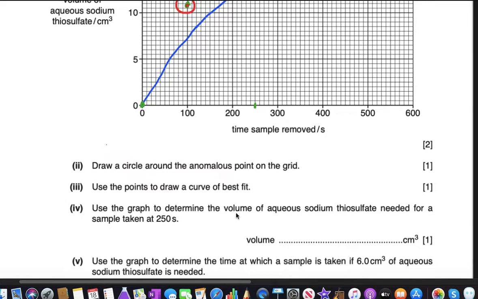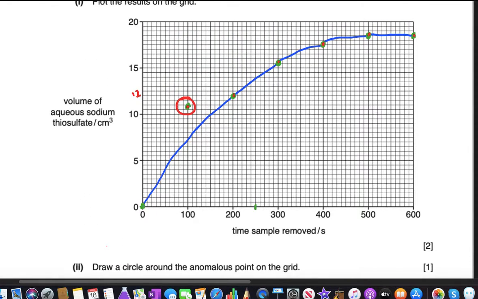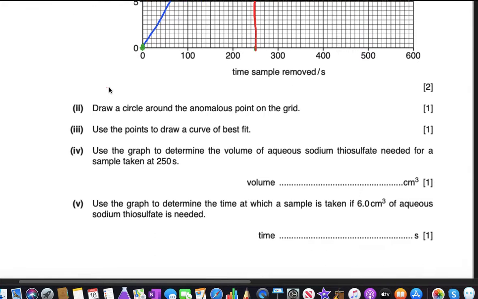Use the graph to determine the volume of aqueous sodium thiosulfate needed for a sample taken at 250 seconds. After 250 seconds, how much volume will be used? Approximately 14. But if you use a lead pencil, your answer will be more accurate. According to the marking scheme, this would be 13.5, which is very close.